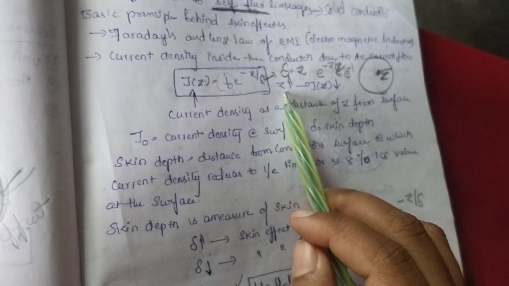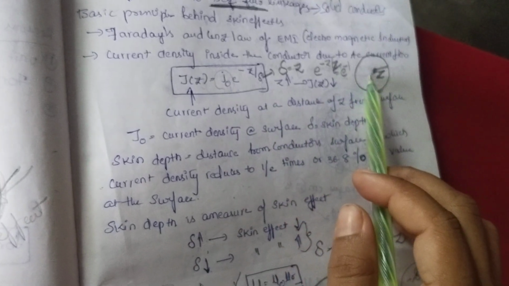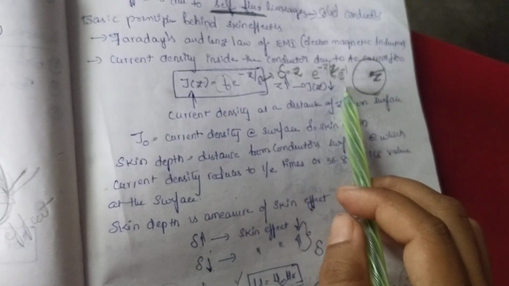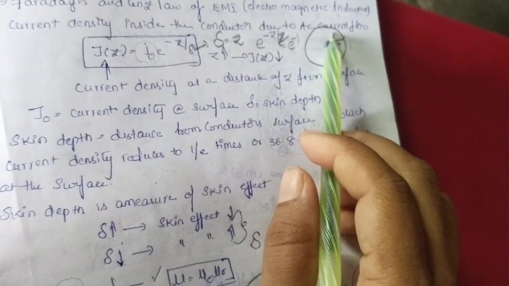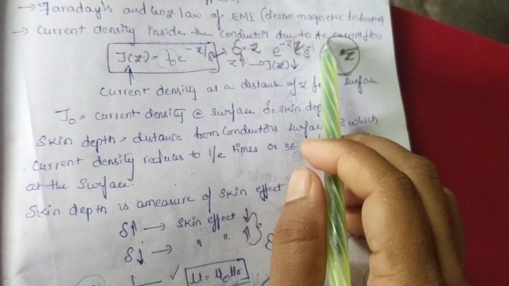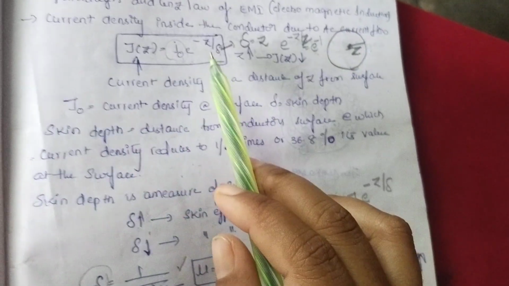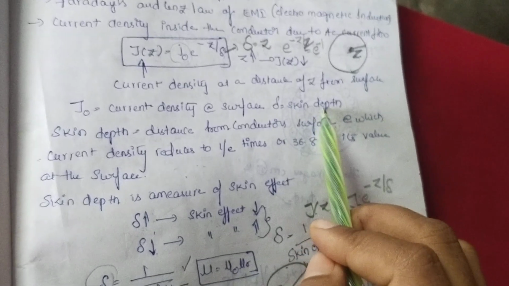Z means nothing but the distance at which we want to calculate the current density. J naught is the current density at the surface, here, the current density on the surface of the conductor. Delta is nothing but skin depth.